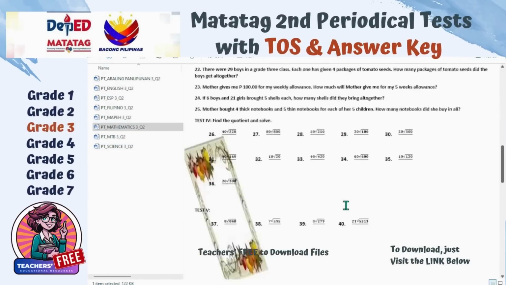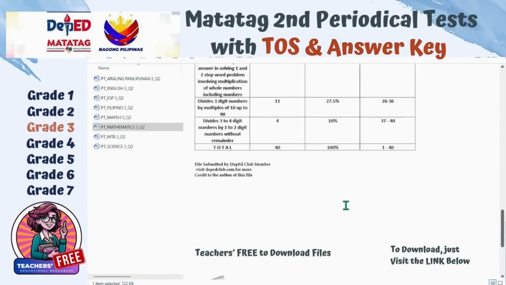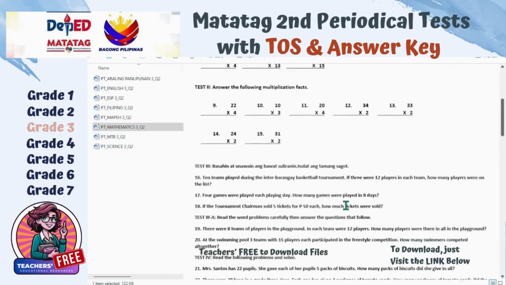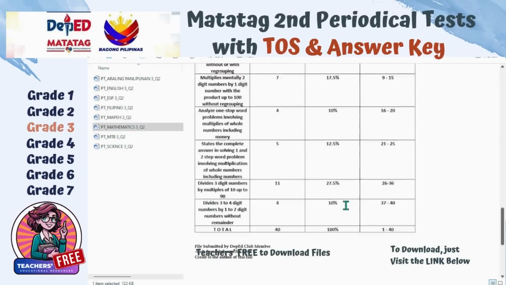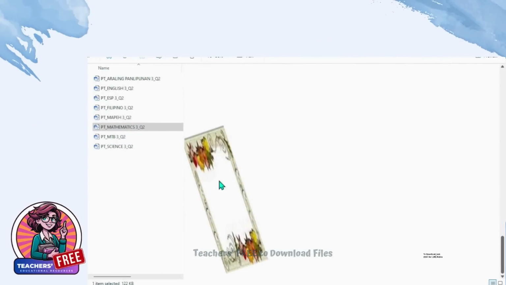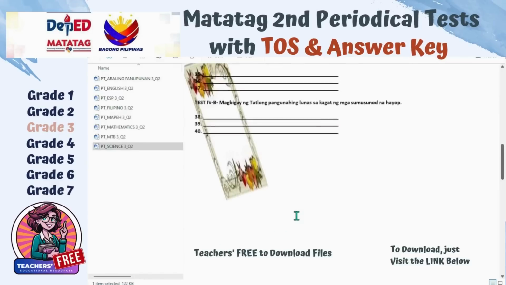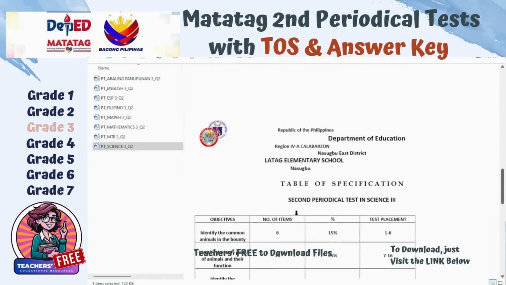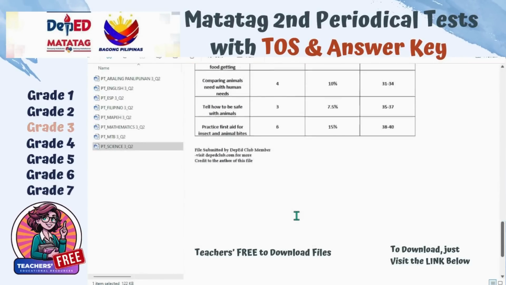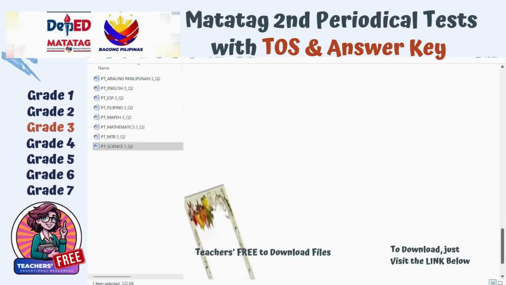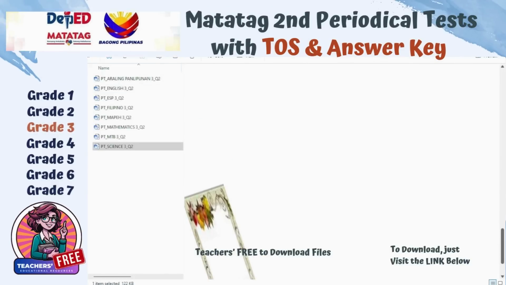For division, you'll work on dividing 3-digit numbers by multiples of 10 and dividing 3 to 4-digit numbers by 1 or 2-digit numbers without remainders. We also have the Science 3-second periodical test, which aims: first, you will identify common animals and their body parts. You'll learn how these body parts help them move, find food, and adapt to their habitats.